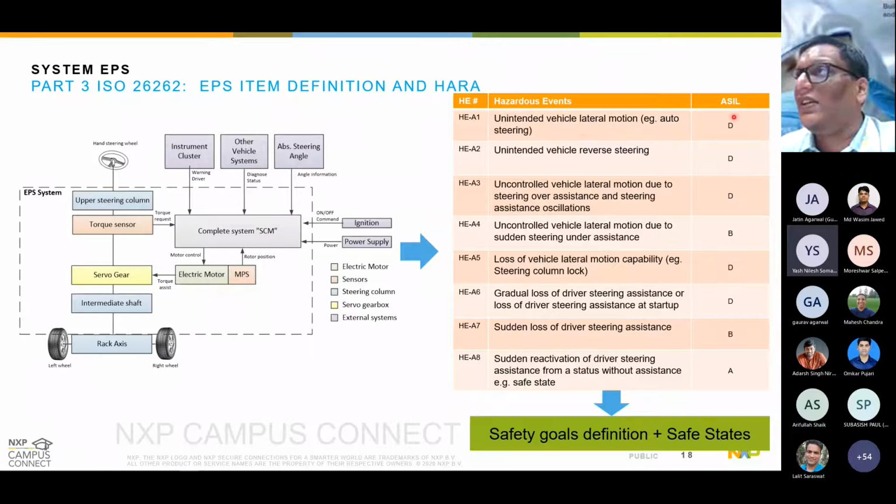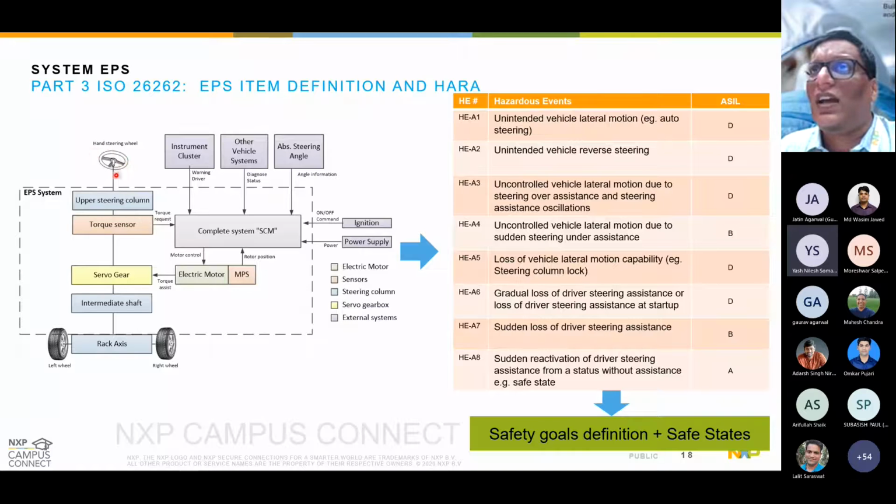So we have this safety integrity level defined as an ASIL. And similarly, we have the different goals, and I'll come to that in more detail in the next slide. So we have different hazards listed here, and we have the different safety integrity levels. So let me come to that in the next slide. Let me first describe the system here itself.